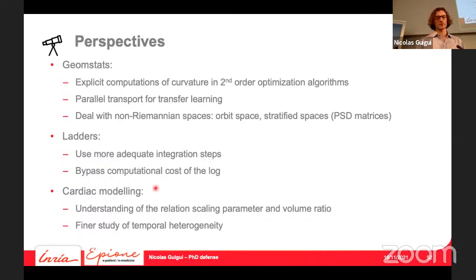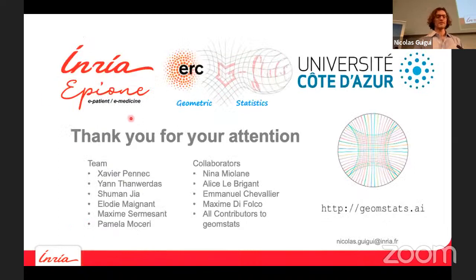Finally, for the work on cardiac modeling, a better understanding of the relationship between the scaling parameter and the volume ratio remains to be done by, for example, reproducing these experiments with different data, different kernels, maybe different metrics, to see if we find the same relationship or not. And finally, maybe a finer study of temporal heterogeneity could lead to more insights into the dynamics of each disease. So I hope that these ideas will lead to an interesting discussion, and thank you for your attention.